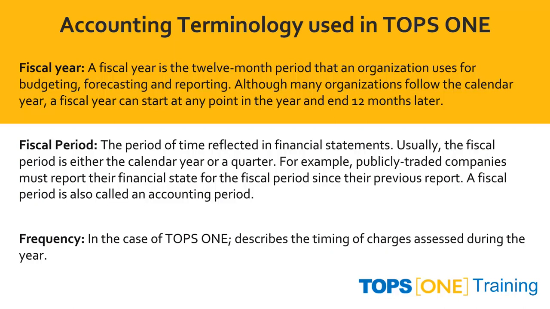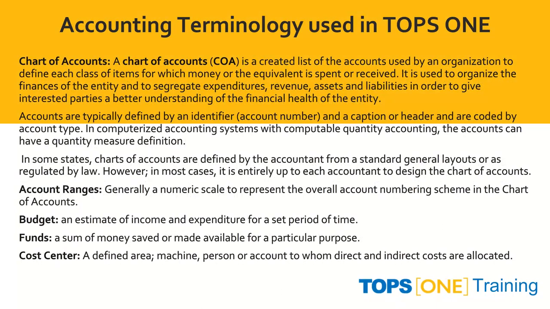The period of time reflected in financial statements. Usually the fiscal period is either the calendar year or quarter, even the month. For example, publicly traded companies must report their financial state for the fiscal period since their previous report. A fiscal period is also considered and called an accounting period. The frequency, in the case of TOPS 1, describes the timing of charges assessed during the year, monthly, quarterly, annually, for example. The chart of accounts.